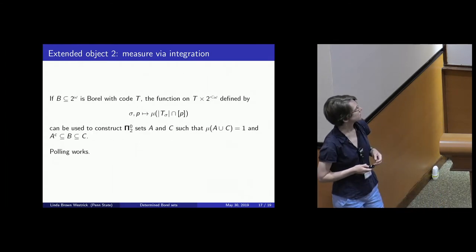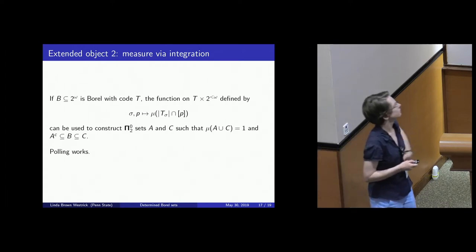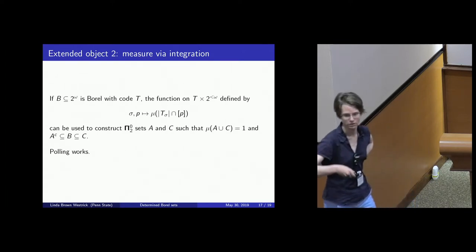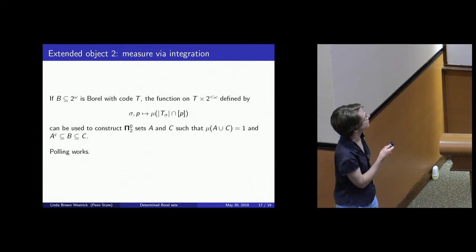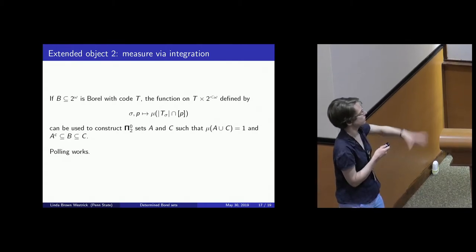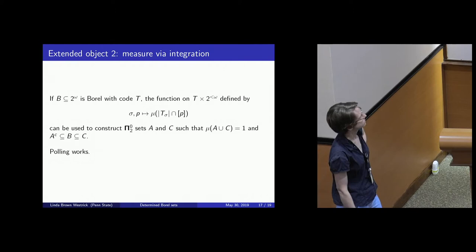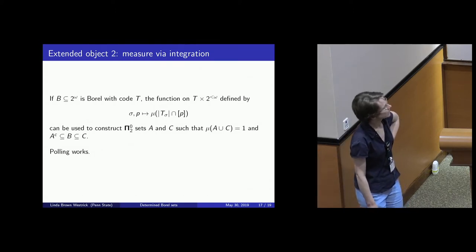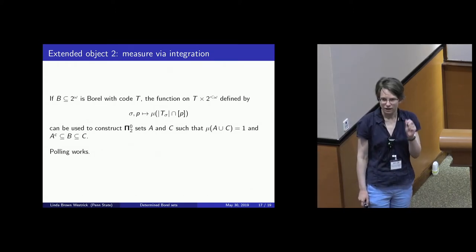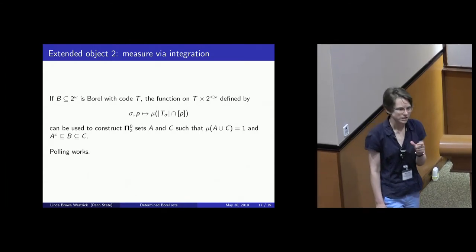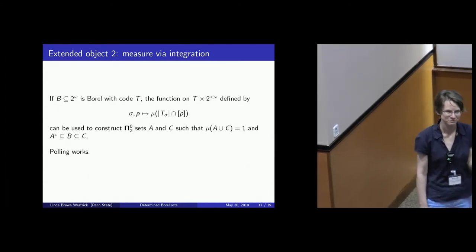So the different kind of object that we can hope to get, and that with some effort we can prove we can get, is an object that, given as input some part of the code for the Borel set and some part of Cantor space that we're interested in, will uniformly tell us what the measure is on that space. At first glance, it seems like that object has lost some information, right?